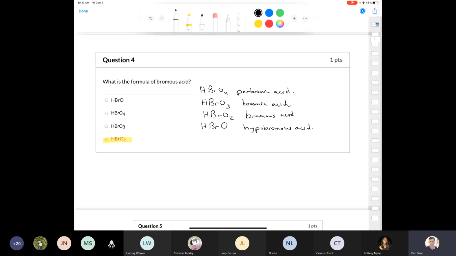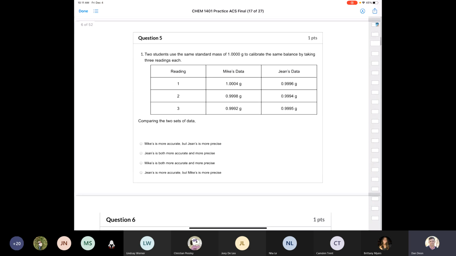The same thing applies for chlorine and iodine. You'd have periodic, iodic, iodous, hypoiodous, and so on and so forth. Anyhow, you need to know those. So that was just a little bit of acid nomenclature.